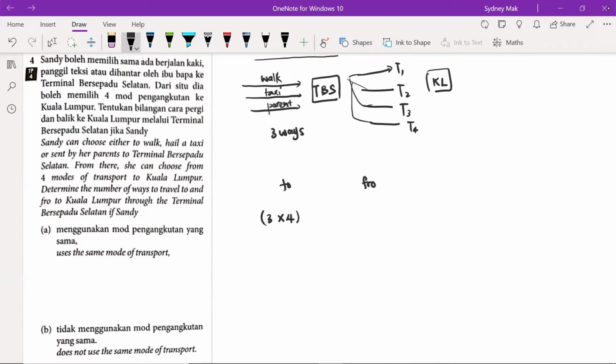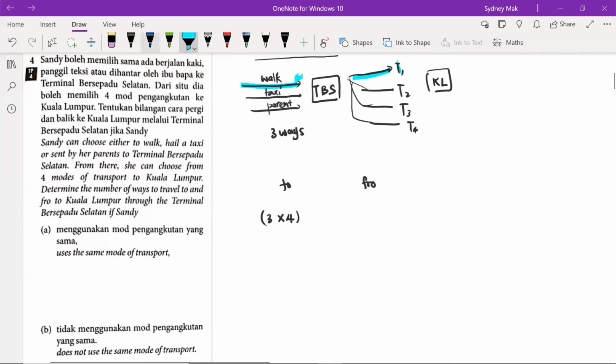Okay, and then when she come back, she has to use the same mode of transport. That means when she go, let's say we take a walk. All right, she walk to TBS and then she take the mode 1 of transport to KL. So when she come back, she has to use the same mode of transport. That means she has to use the T1. So when we come back, we don't have other choice but to go to T1. And when she arrived at TBS, she has no other choice but to go to walk.